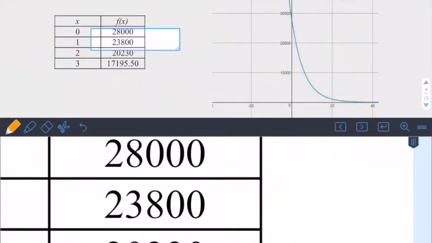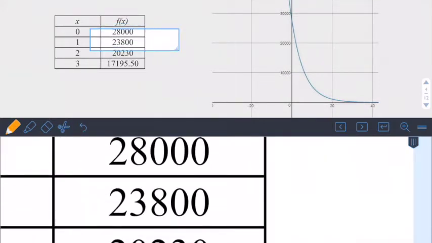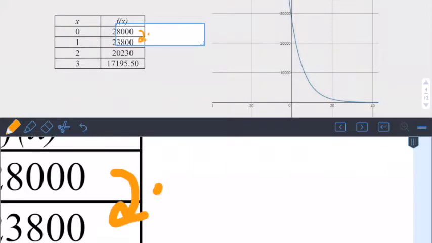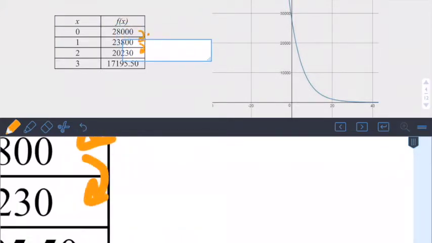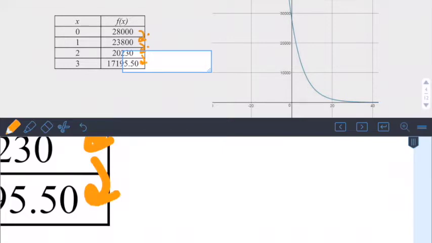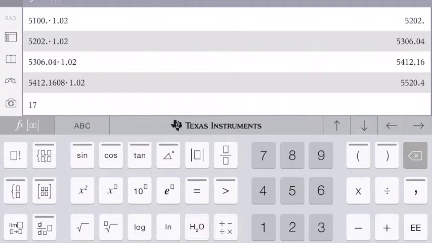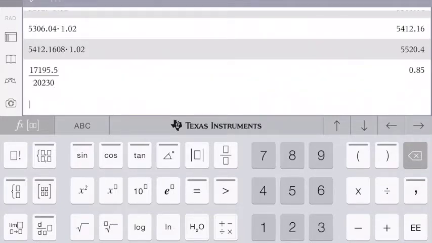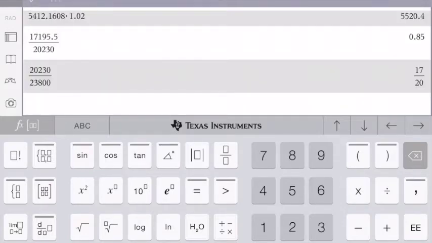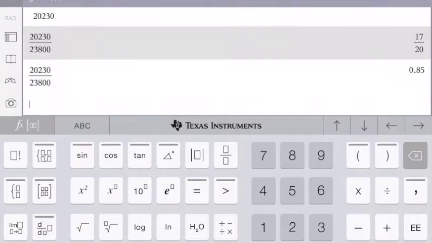And we could go through and do the same thing. We could divide to find what we multiply to get. You're still multiplying the same thing every time. Let's divide and multiply like we did last time. So this time we have 17,195 divided by 20230. There it is. 20230 divided by 23800. And we'll get a decimal approximation.